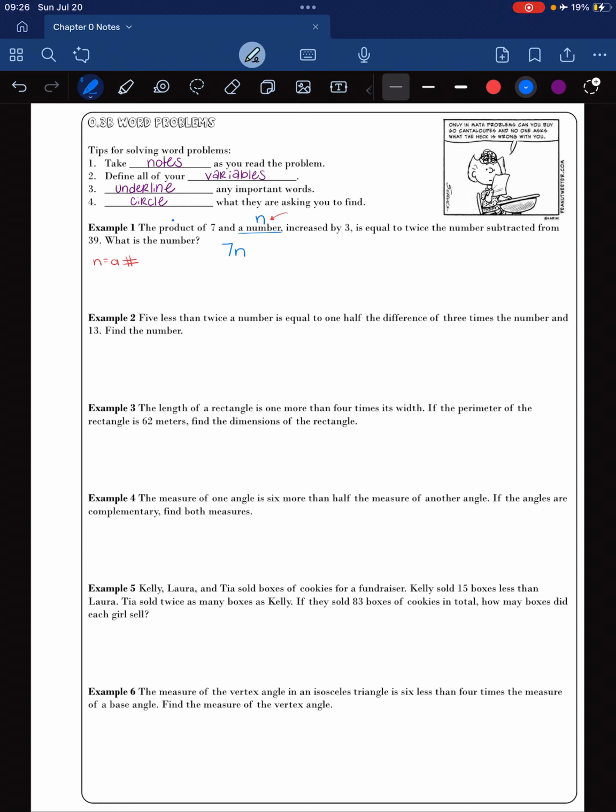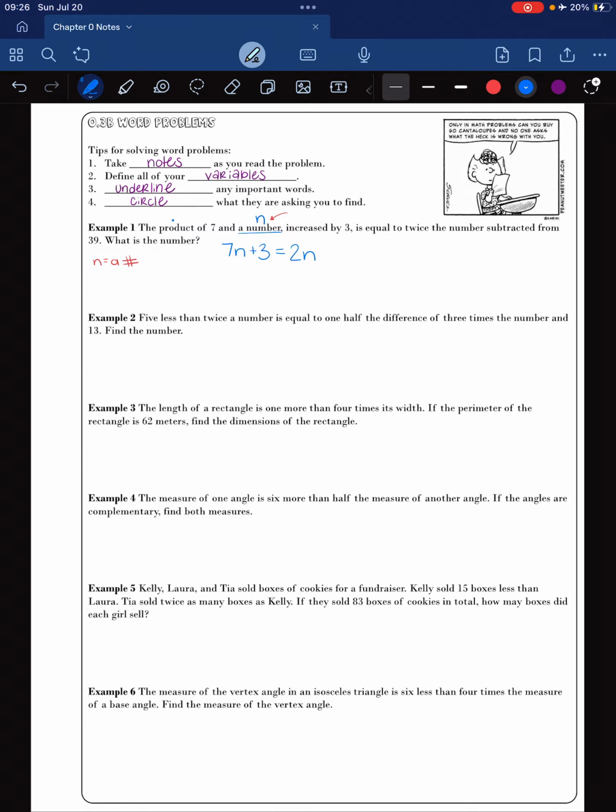Okay, so the product of 7 and a number increased by 3. Okay, well increasing by 3 means adding 3 is equal to, well, I know how to write that down. So all I'm doing, I like to think of this as jotting down notes. I haven't read the whole problem yet. I'm just jotting down information that I come across. Is equal to twice the number. Okay, well, I'm using n for that number. So twice the number would be 2n.